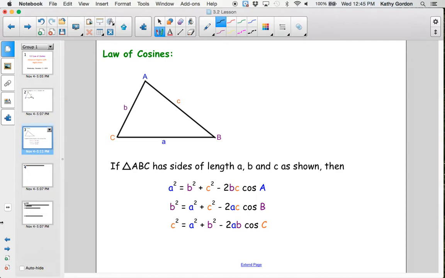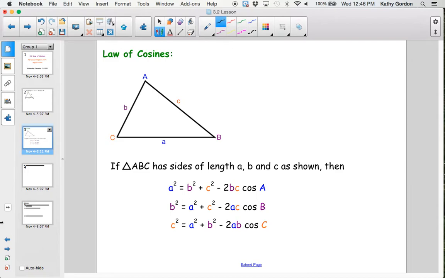So if we have our triangle ABC that has sides of length A, B, and C as shown, the same kind of triangle as what we were looking at with law of sines, the fact that angle A has to be across from side A and so on, then it is true that any one of these statements has to be true. Now what you need to realize here is these are not three separate statements. These are three versions of the same statement. So the statement is the law of cosines.